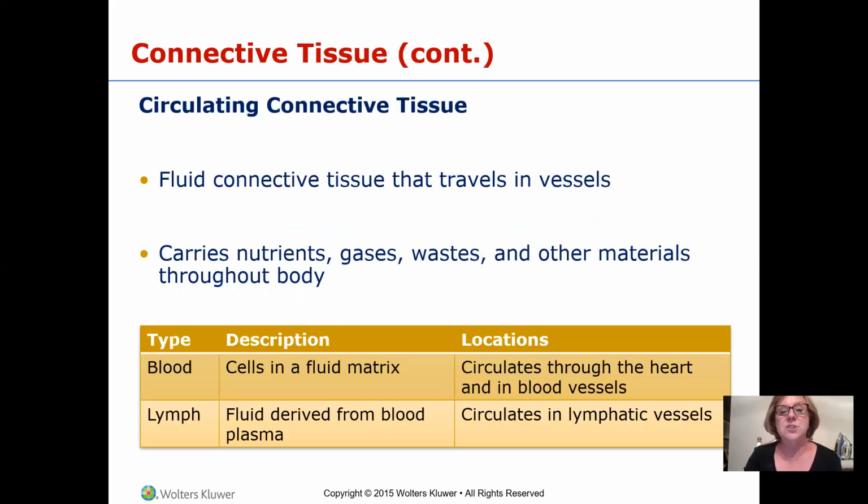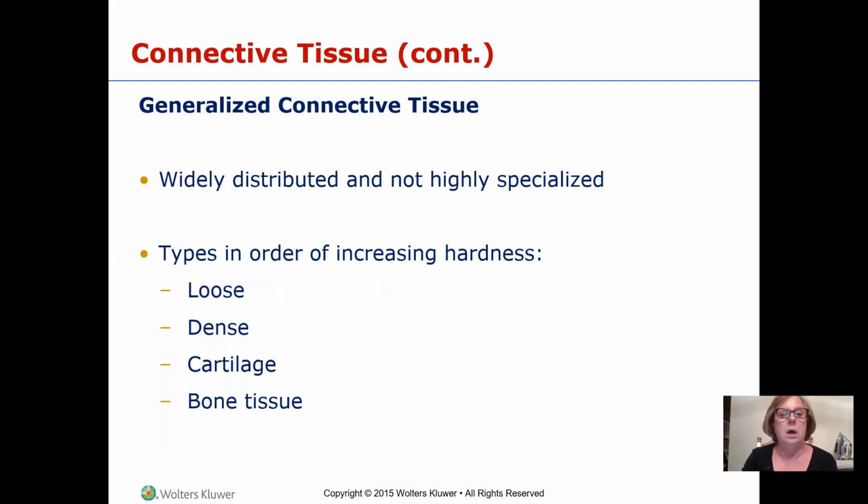One that's circulating is blood. Blood is a connective tissue. It has a matrix. It has all of those other cells that are traveling around in it, and it carries nutrients and gases and waste and other materials throughout the body. Lymph and blood are the two types of circulating connective tissue.